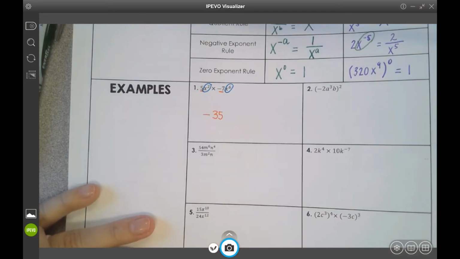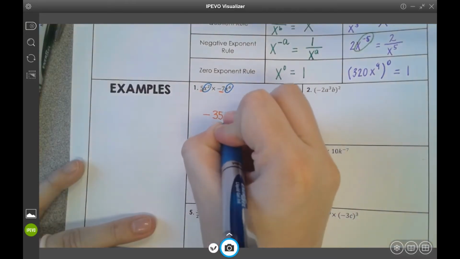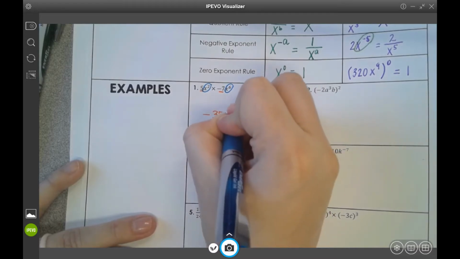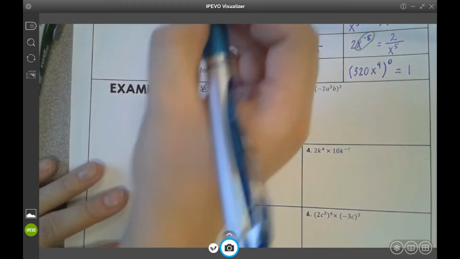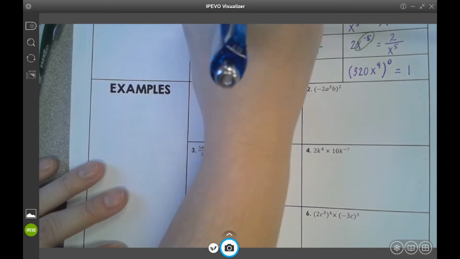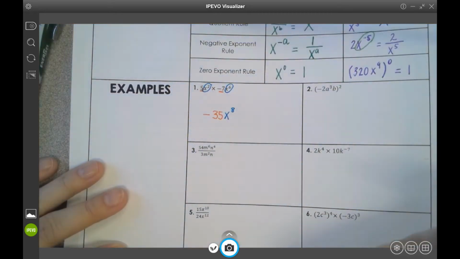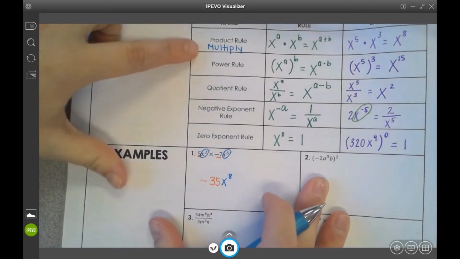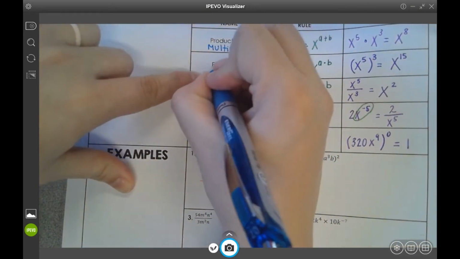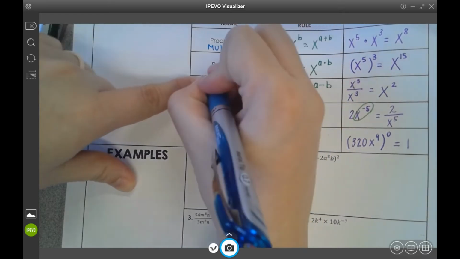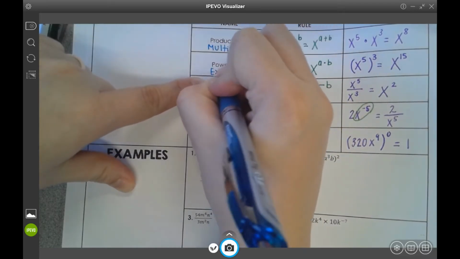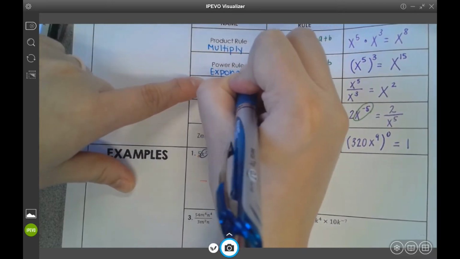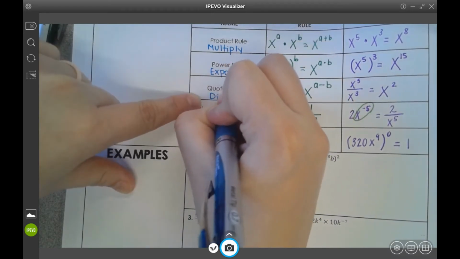And so we're multiplying variables. That's the product rule. This would be x to the 8th, because the product rule is when you are multiplying. So if you want to go back and write multiply, power rule would be exponents, I guess. This would be division.